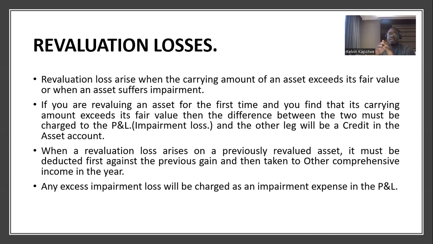If you are revaluing the asset for the first time and you find that its carrying amount exceeds its fair value, then the difference between the two must be charged to the P&L. That is called an impairment loss. And the other leg will be a credit in the asset account to reduce the value of that particular asset, or to restate it to its fair value.